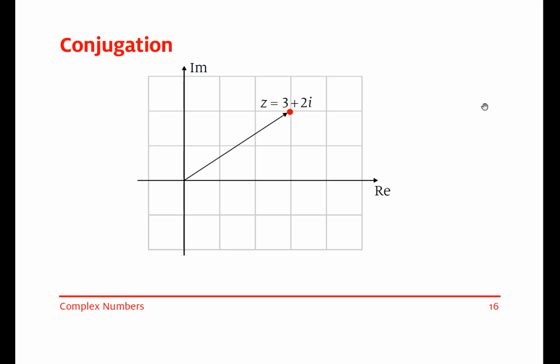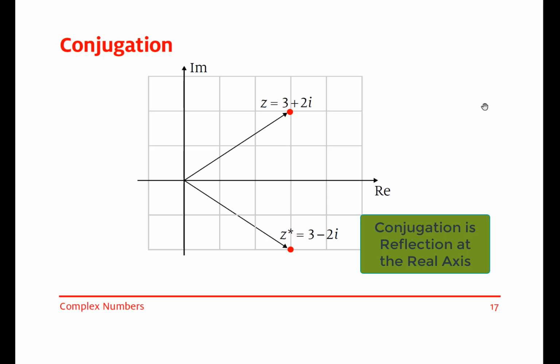Next is conjugation. Now here we have the point z is 3 plus 2i. The conjugate is 3 minus 2i. Now stop the playback of this video and try to find out which kind of geometric transformation this conjugation is. Well, it is just reflection at the real axis.